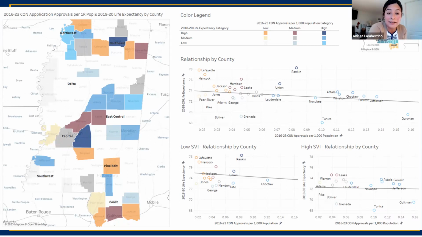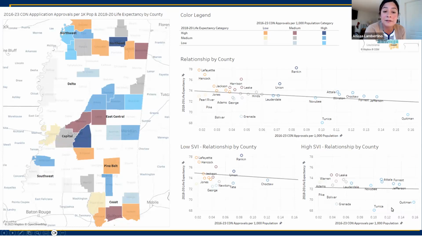If you go across the x-axis, the bottom line that goes from left to right, there's an outlier there, Quitman County, which had the highest approval rate. So not the highest number of approvals, but the rate per population. So that's an interesting finding.